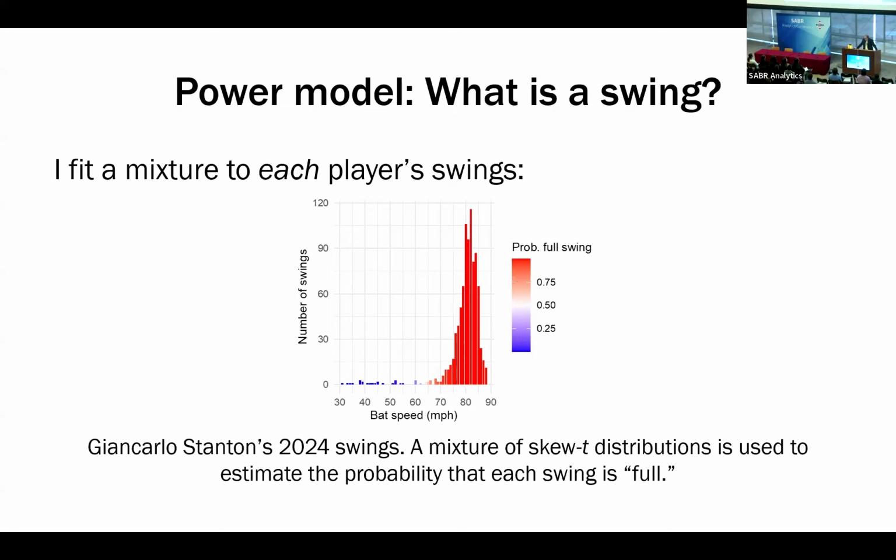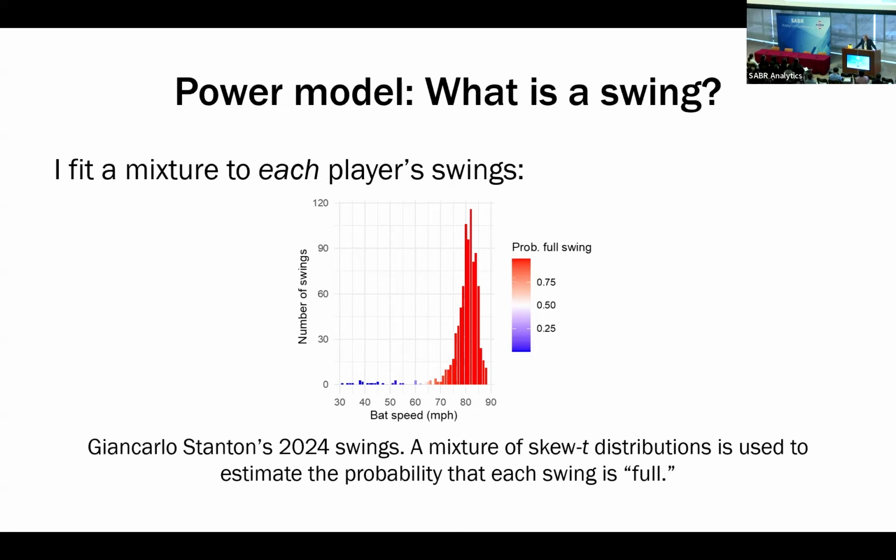So this is a histogram of Giancarlo Stanton's 2024 swings. What I'm doing is fitting a mixture of two components here. I interpret the left component, that broad blue component, as weak or partial swings, whereas the right component in red I'm interpreting as the full swings. And if you look at these weak swings, some of these are bunts, swinging bunts, things like that. So what a mixture model does is give a probabilistic assignment to each swing. Based on the bat speed, what's our degree of certainty that it's a full swing?